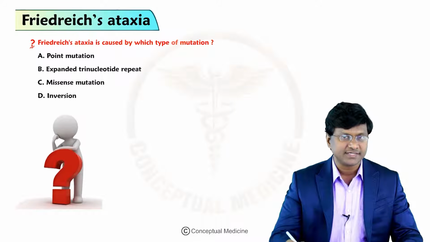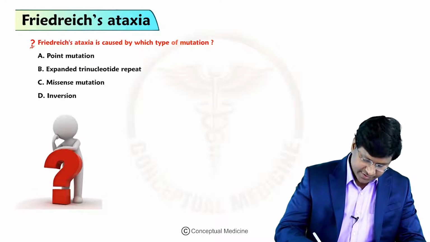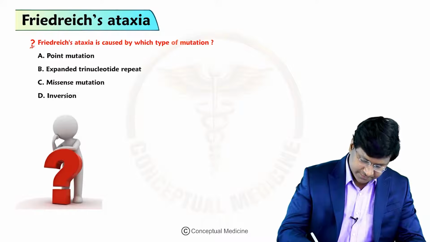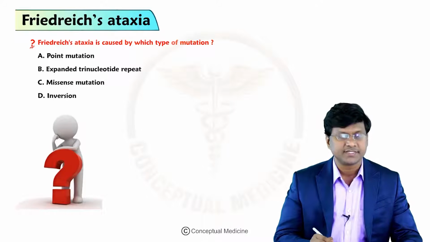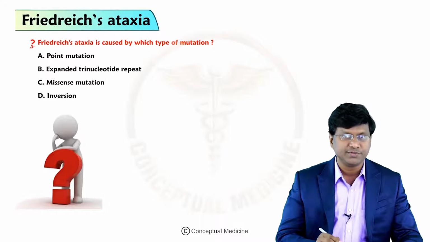So Friedreich's ataxia, let me tell you, it is an inherited disorder, right? And what type of inheritance is this? It is an autosomal recessive type of inheritance. And this Friedreich's ataxia is mainly due to gene mutation.